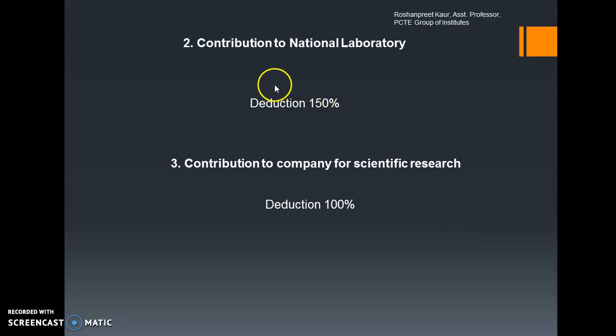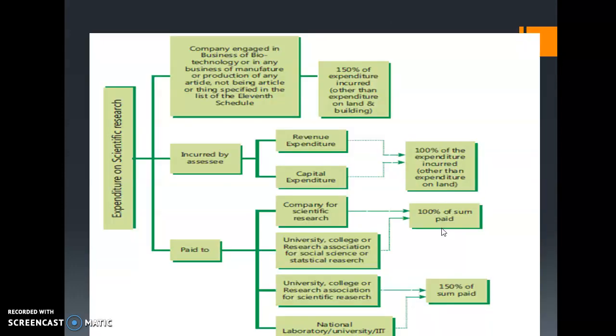Another is contribution to national laboratory. So if any contribution is given to a national laboratory, then 150% is allowed as deduction. That means whatever amount is given as contribution, its 150% can be allowed to be treated as expense. Fine. And the third point here was contribution to the company for scientific research. If in this field the contribution has been done, then deduction of 100% is allowed.